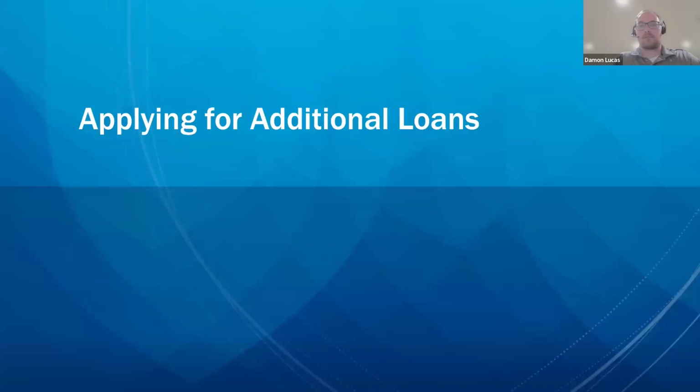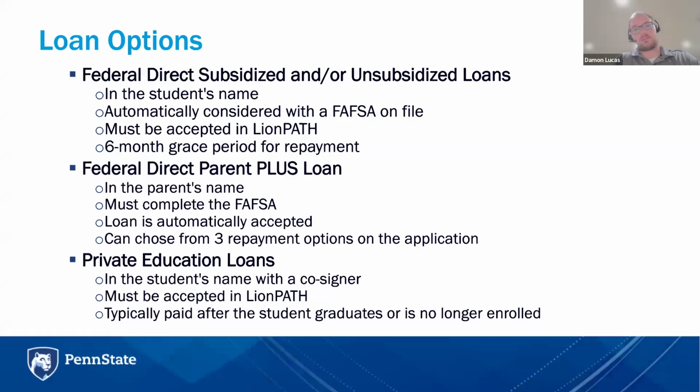So how do we apply for additional loans? First, here's just kind of what your three loan options are. So you have your federal direct subsidized and or unsubsidized loan. This is in your student's name. So again, just the student's name. That's all automatically considered with a FAFSA on file. So again, while we like to ask you to file your FAFSA, that's how you're eligible for this award.